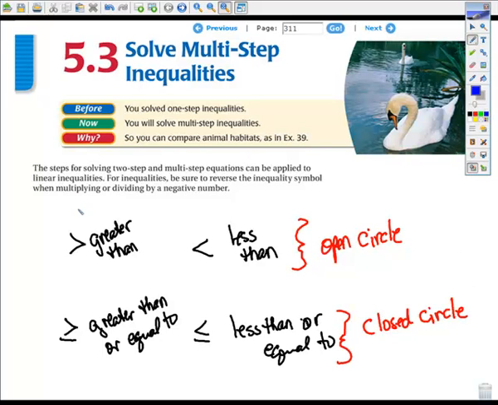And when you have less than or equal to, so these two right here, you're going to shade to the left. And these two, greater than or equal to, you're going to shade to the right.